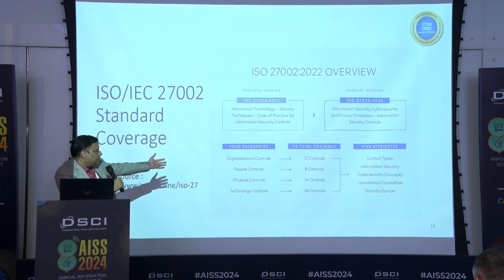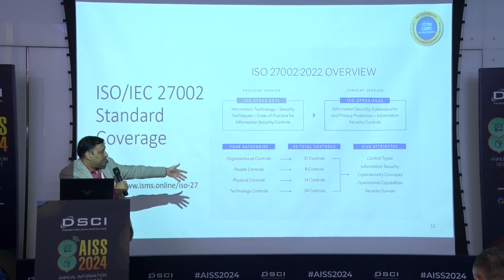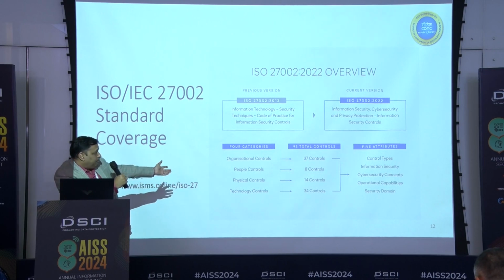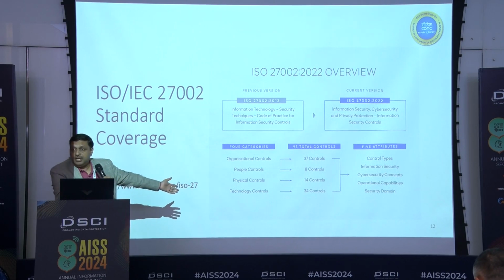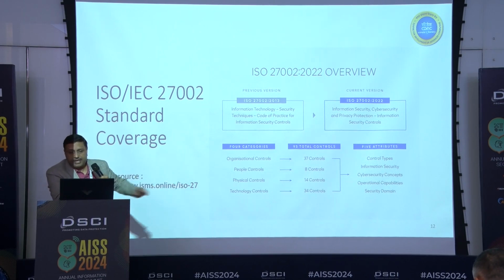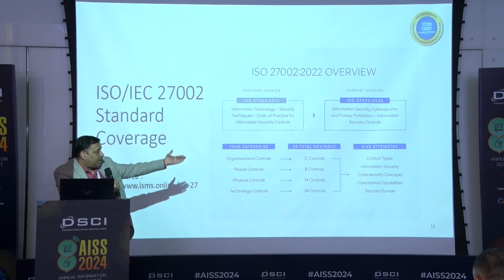The standard talks about organizational control, people control, physical, and technology. And in each of them, it provides a lot of controls. If you see, people controls are only 8, but organizational has 37 and technology is 34. They are the biggest challenge area where we need a lot of action to be done. And there are 5 attributes to each of these control types: the control type, information security properties, cybersecurity concepts, operational capabilities, and security domains.